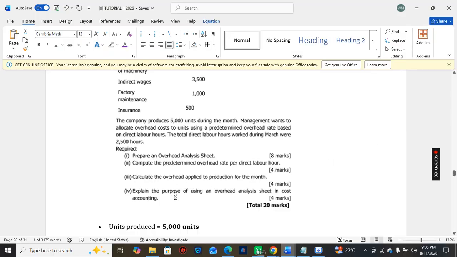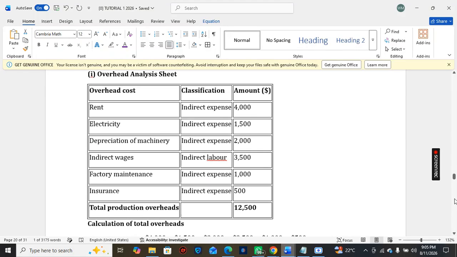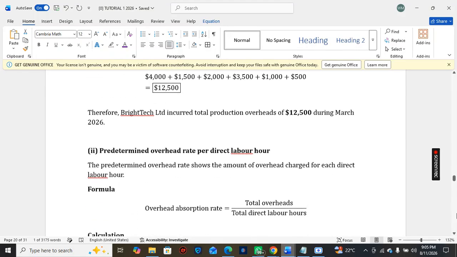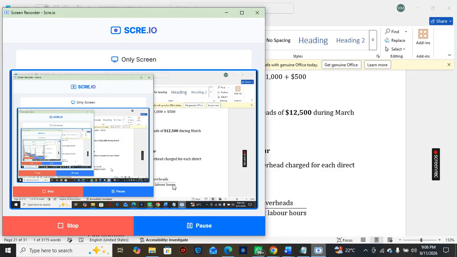Okay, but for explain the purpose of using an overhead analysis sheet in cost accounting, colleagues, this is the theory part.